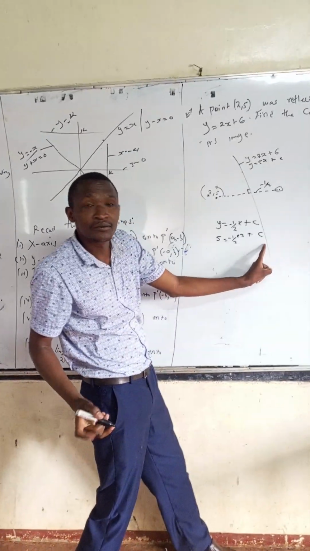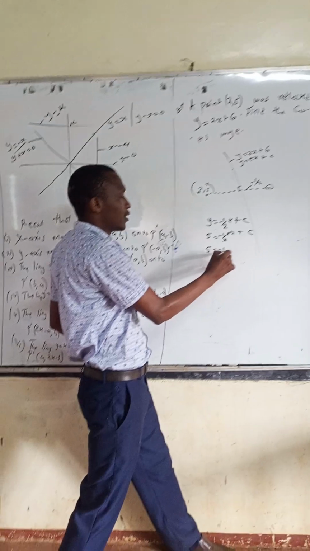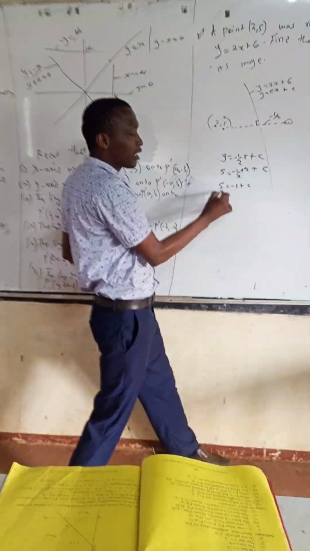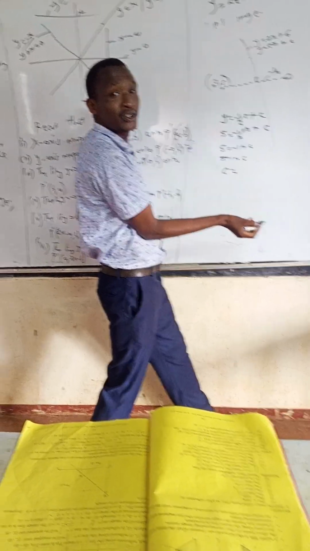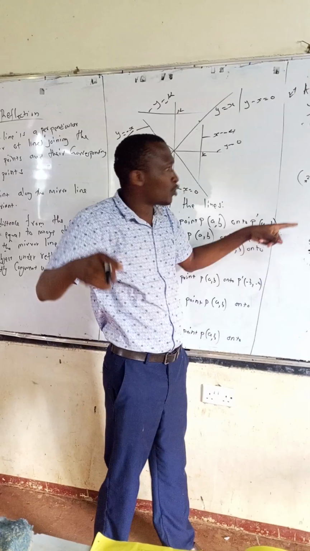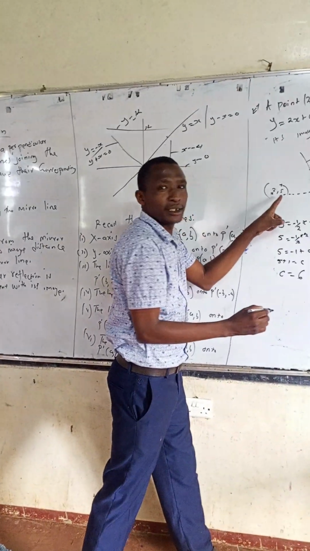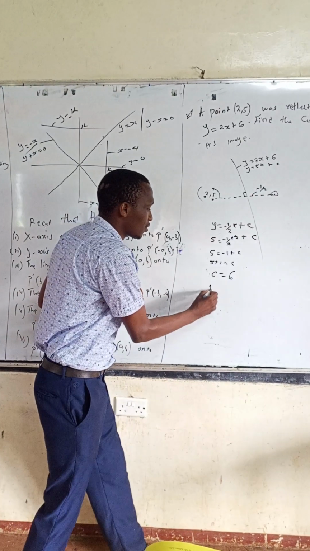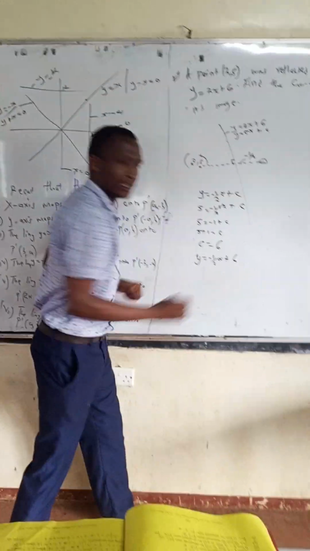We will get c. Now this one will be negative 1, so 5 is equal to negative 1 plus c. Bringing negative 1 across the equation, 5 plus 1 will be 6, so c is equal to 6. Therefore, the equation of the line joining the object point and the image point is y equals negative half x plus 6.